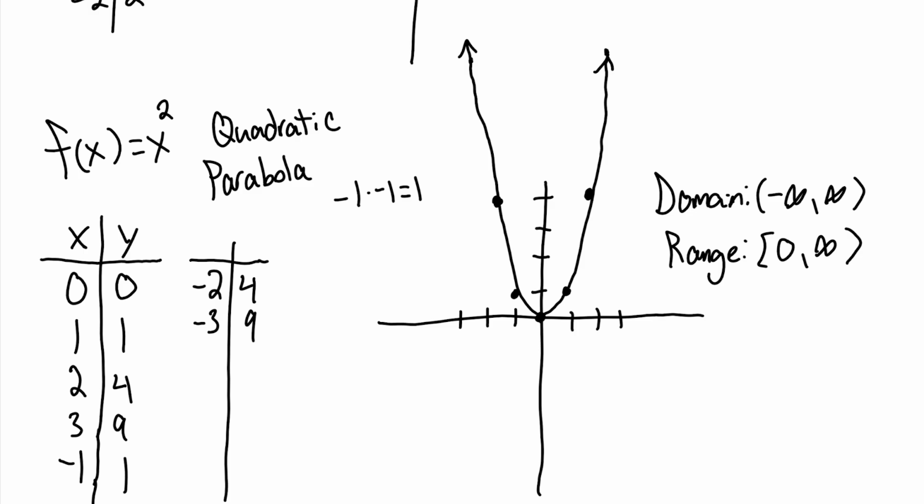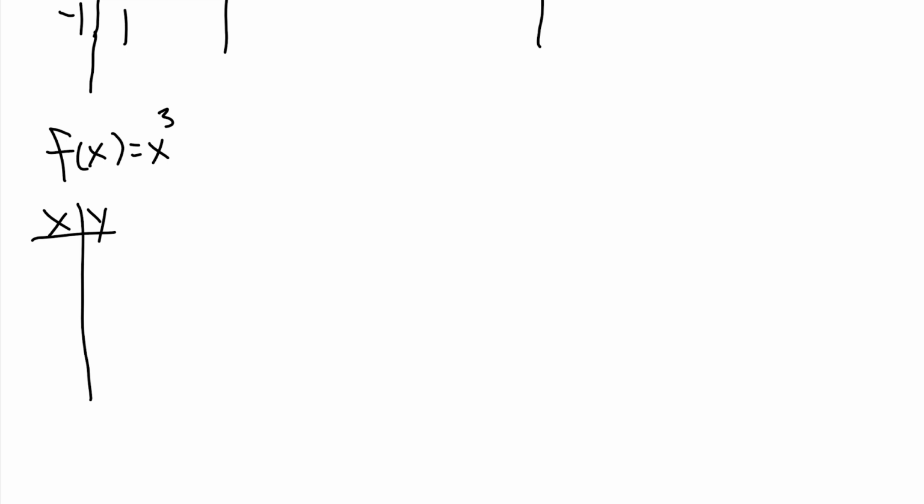Okay, so just a few more here. And this is, of course, not going to be an exhaustive list. We're just looking at some of the most common types. But we'll add on more as we go. F of x equals x cubed. Think about what this looks like.